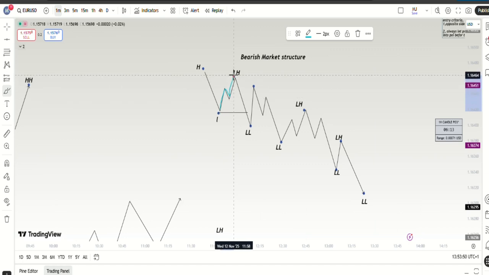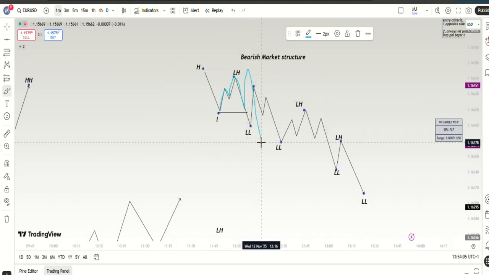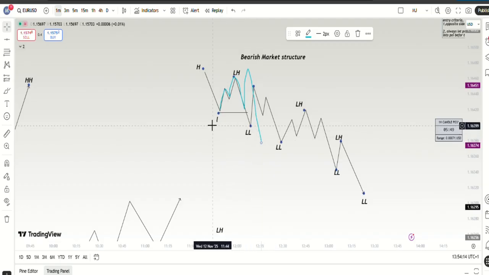Price can still do like this. We don't have a lower high yet because we've not broken structure. Price can still come back and do like this again, and then price can now come and do like this. So if price does this, then you know that this is our lower high. Why? Because this is the last point price got to before this break of structure happened.